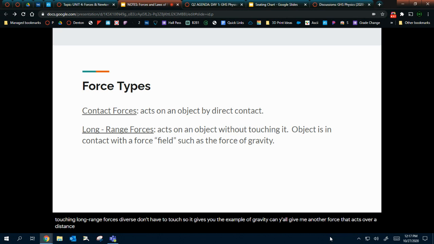Kind of wind. I was thinking more about those pesky magnets. Y'all ever play with magnets? Yeah, like the poles, like they can push each other without actually touching.